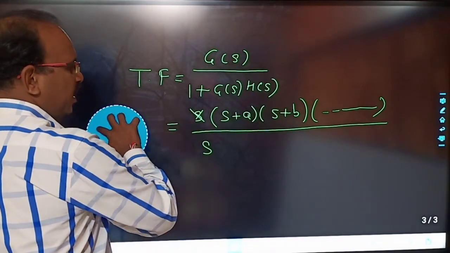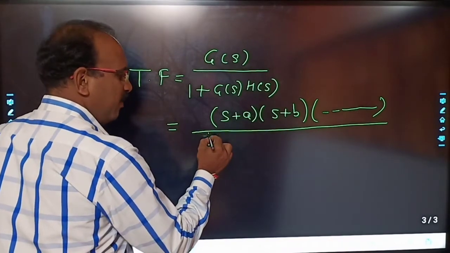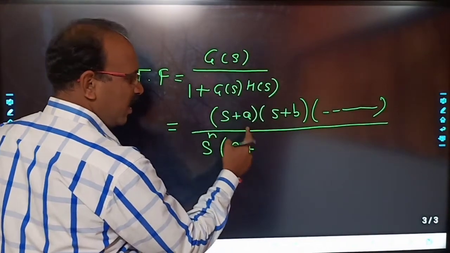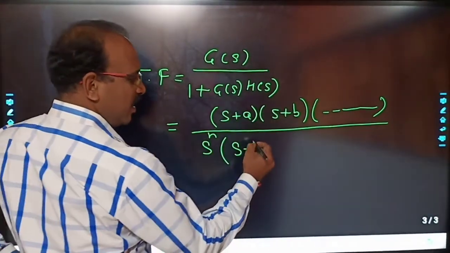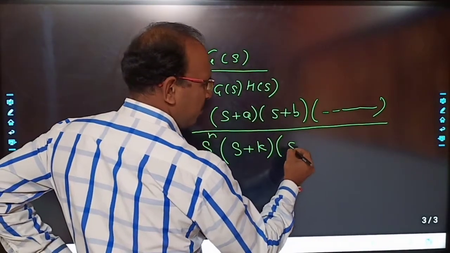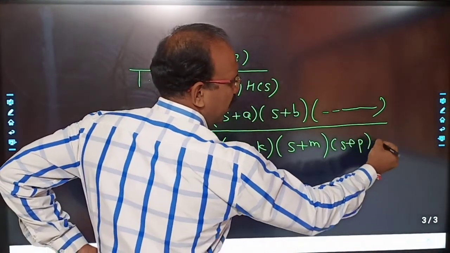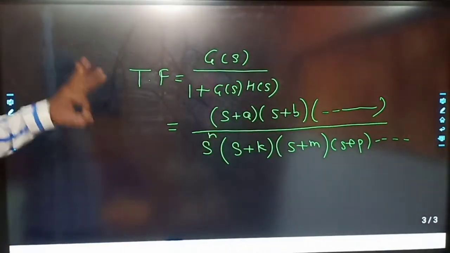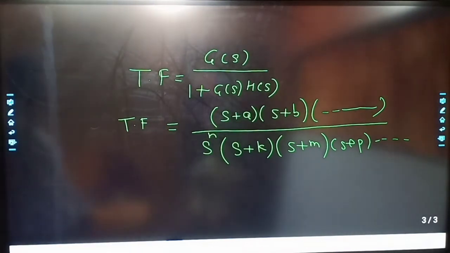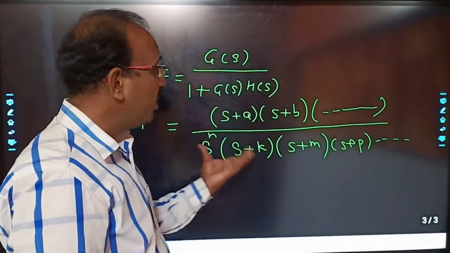Okay. Suppose if we cancel this, correct? Then here write S raised to 2, S raised to 3. I can mention S raised to n into S plus, if I consider ABCD parameter here, I can say K. This is another constant, S plus M, S plus P, and so on. So if any transfer function you want to express, this is what we can say standard presentation of transfer function. So we will consider standard presentation of transfer function in terms of S.